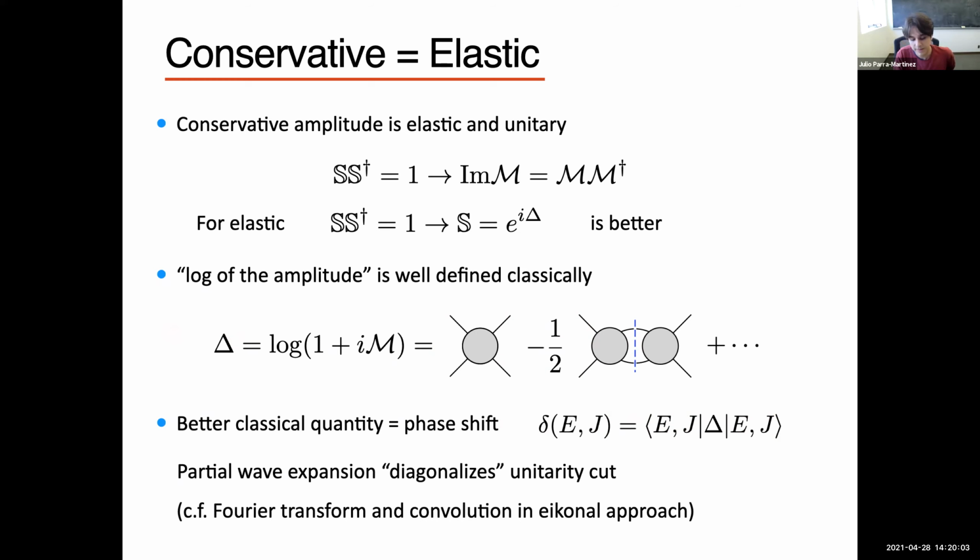And in fact, if you do a partial wave expansion, what happens is that this 2-particle cut is diagonalized. So it just becomes a product in the same way that the Fourier transform turns a convolution into a product. And the partial wave expansion turns this 2-particle cut into a product, and one can solve, I mean, you just find that this delta is a number, which is the phase shift.